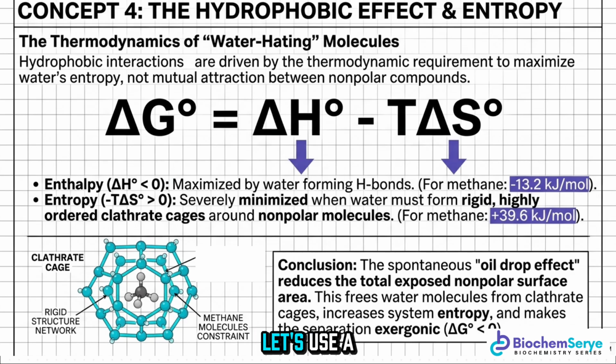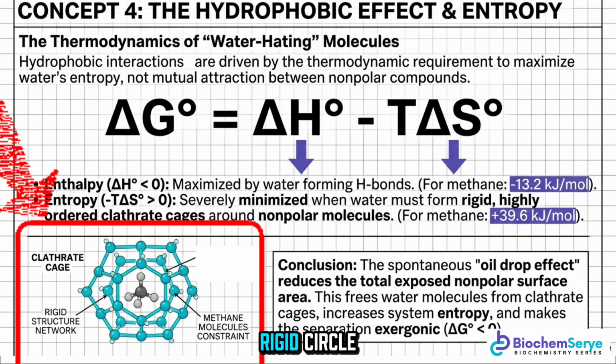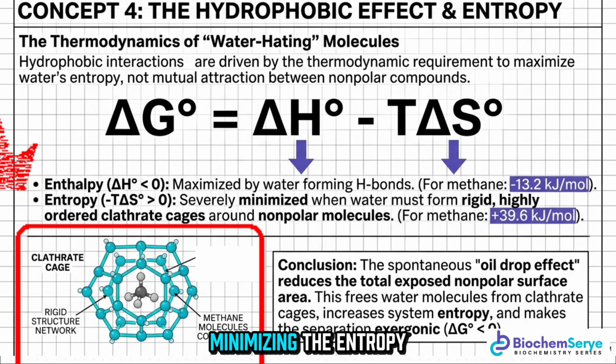To understand this, let's use a dance floor analogy. Think of water molecules as people on a crowded, highly synchronized dance floor. When a nonpolar, hydrophobic molecule like methane walks in, someone who clearly doesn't know the dance steps, the surrounding water molecules have to stop freely moving and form a rigid circle, a clathrate cage around them, just to keep the dance going. This severely limits their freedom, minimizing the entropy of the water, which the universe hates.